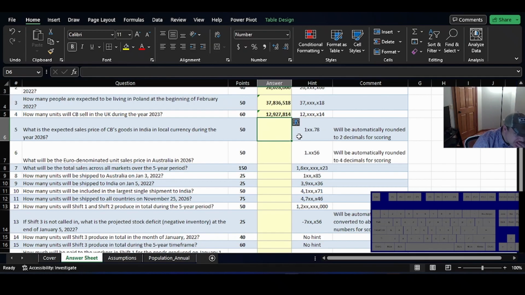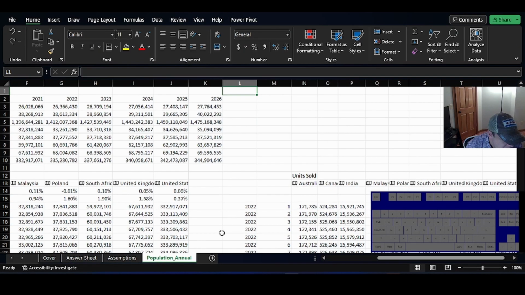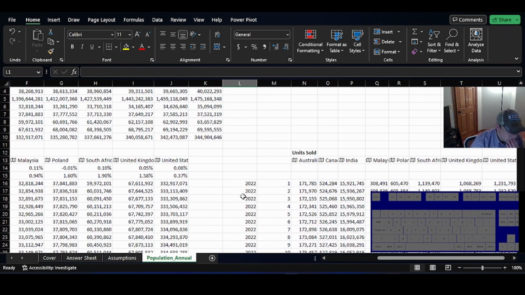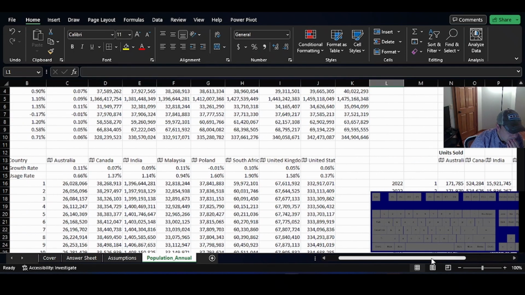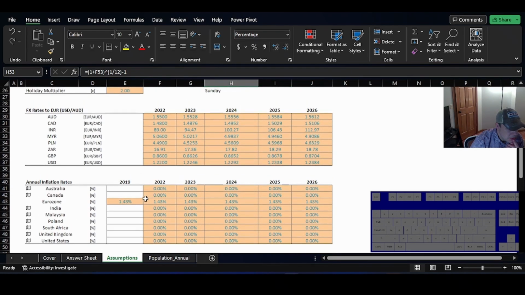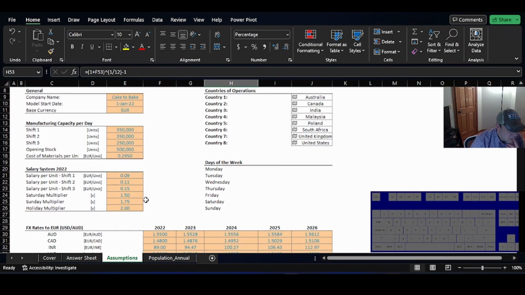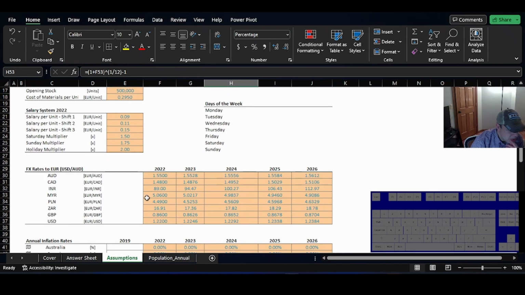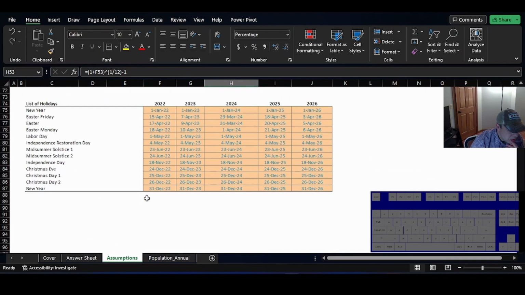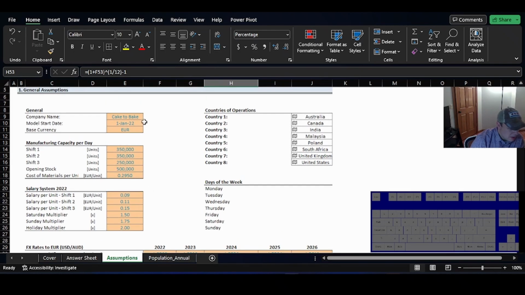All right, what is the expected sales price? Okay, so now we're looking at something different. We're looking at the sales price of their goods in India in local currency in 2026. Okay, so I wonder if that's okay. So where's the sale price? Where's the sales price? Huh. Do they have a sales price on here? I would assume they'd have that. Okay, so let's go down here.